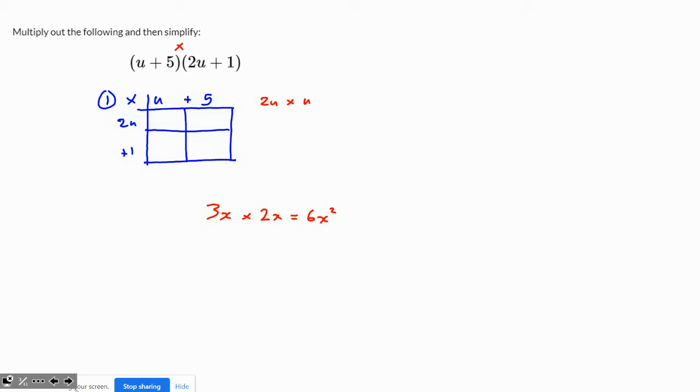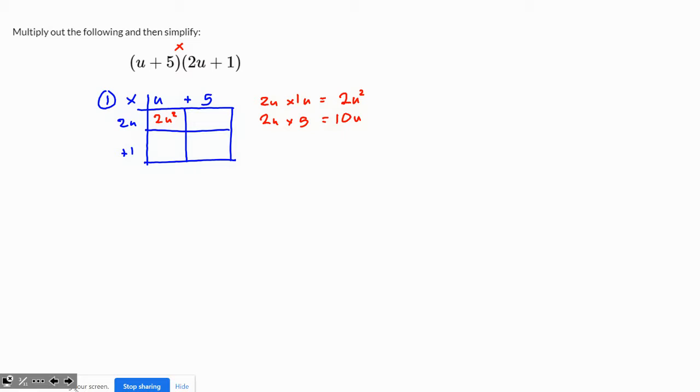So in our case with 2u multiplied by u, then we're going to do 2 times 1, because u is just 1u, and we're going to do u times u, which is u squared. So we get 2u squared in here. Then we have 2u multiplied by 5. So we can follow the same principle. We can do the 2 multiplied by the 5. So we get 10, and then we've just got the u multiplied by whatever.